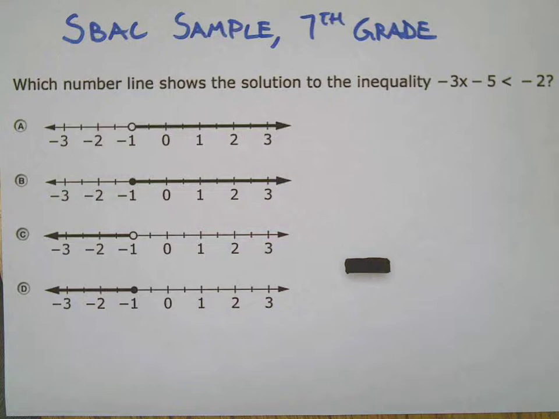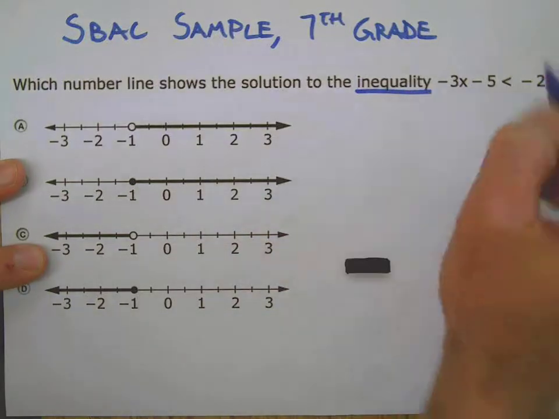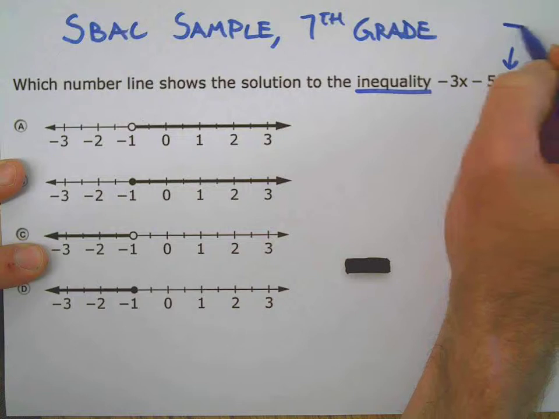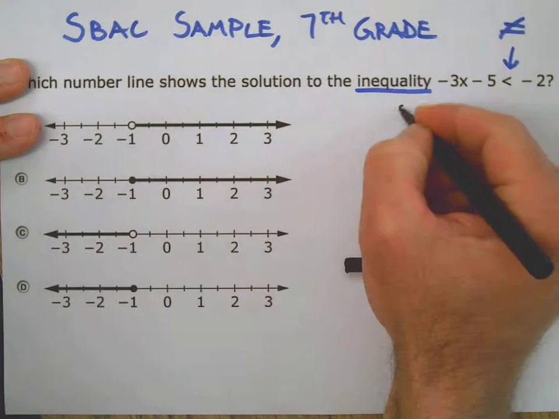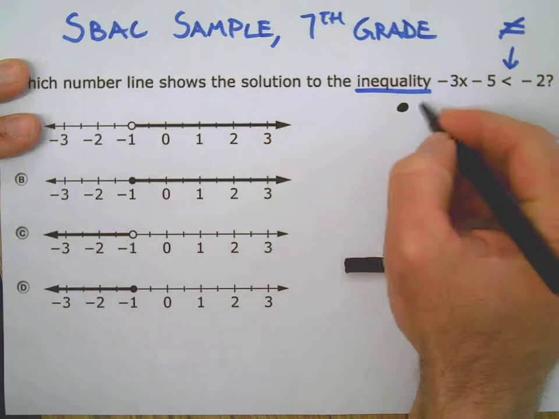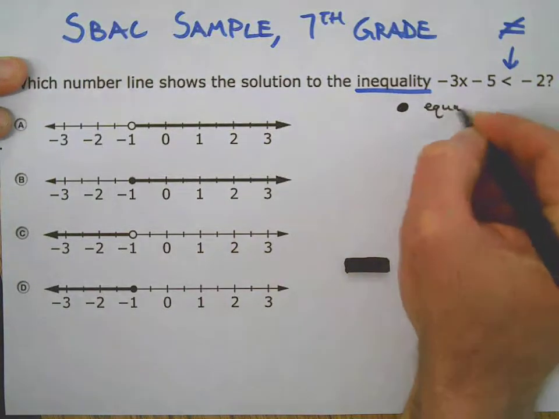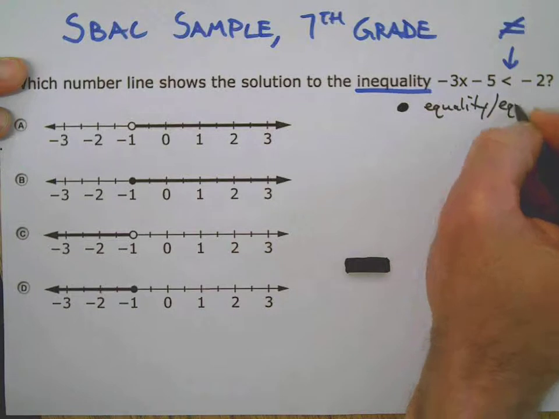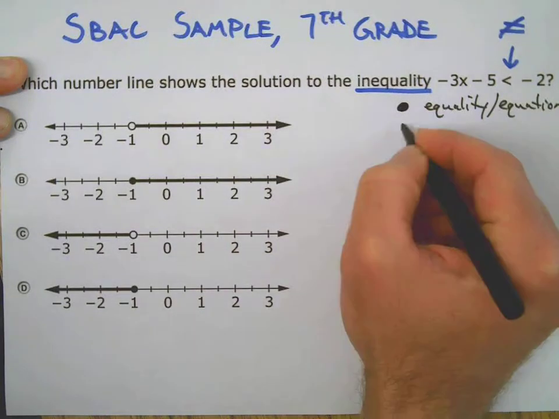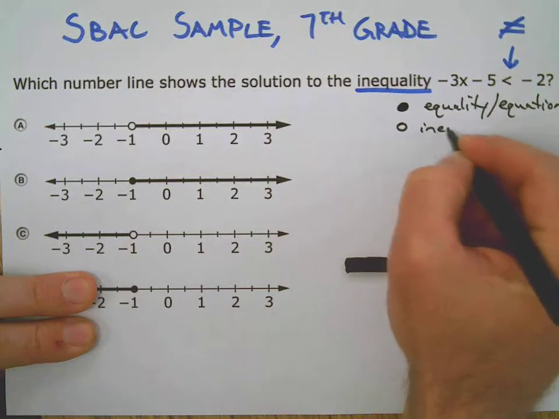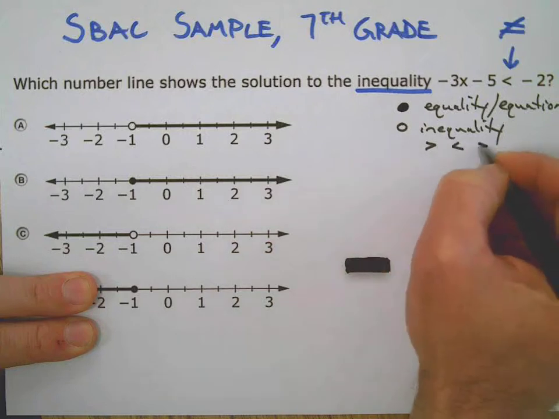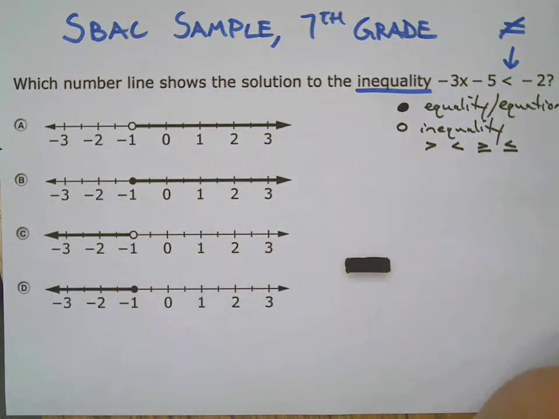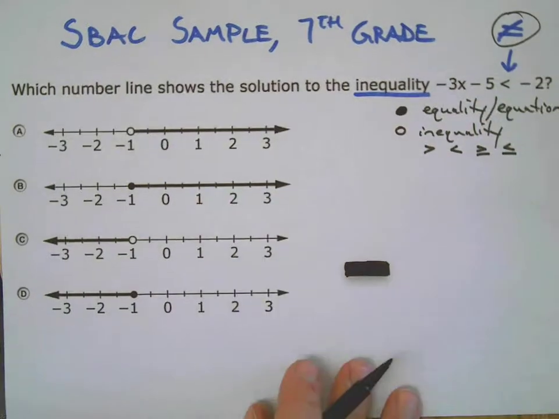Let's look at this one. We have an inequality here. Inequality means that is not an equal sign, okay? And if you remember this, or were taught this, if you have a dot on a number line, that's an equality, that's an equation. And when you have an open circle, that's an inequality. An inequality can look like this, or this, or this, or this. Okay, it just can't look like that.